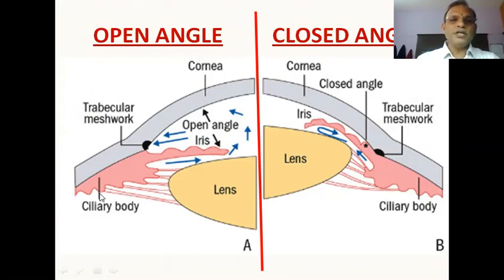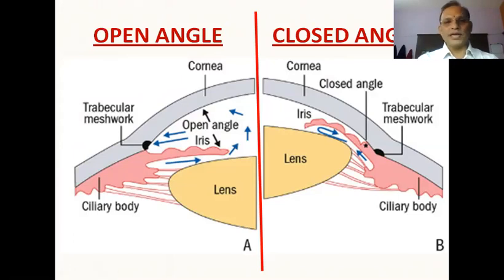Here is the ciliary body. The aqueous has come here. It is passing through the posterior chamber, in front of the lens. From the pupillary area, it is going into the anterior chamber. From the anterior chamber, it is going into the trabecular meshwork. So there is a wide space between the iris and the cornea, the angle is open, and the trabecular meshwork is free to receive the aqueous and channelize it into the Schlemm's canal.